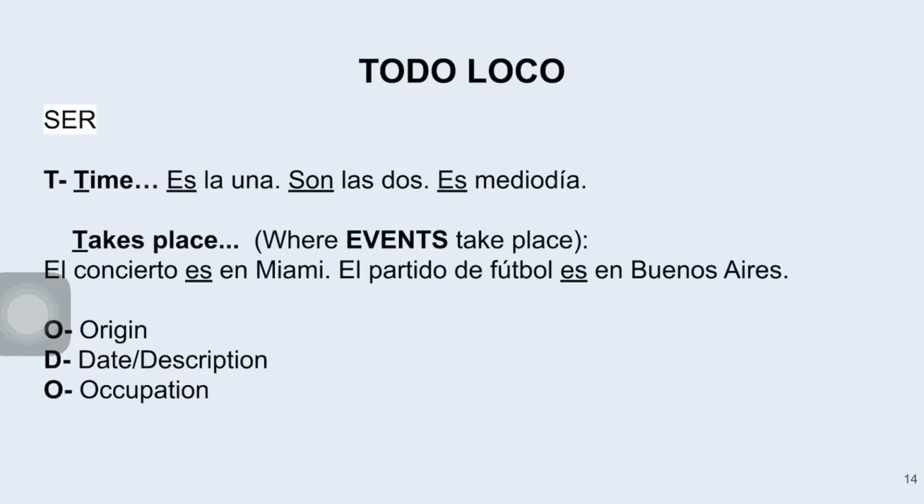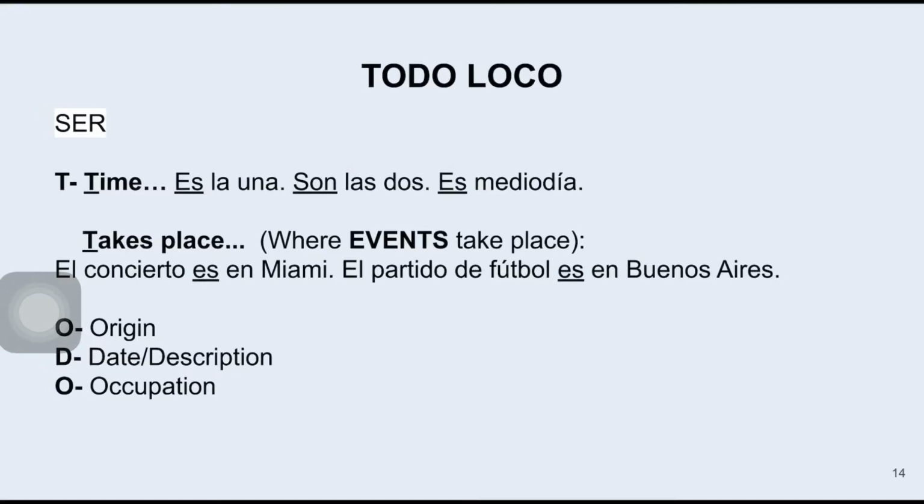Son las tres. The third example I chose for time is the word for noon. Now, noon is a singular noun, and so you're going to use es again. Es mediodía. Día is masculine, and that's why it's medio, meaning half day, noon, or midday.